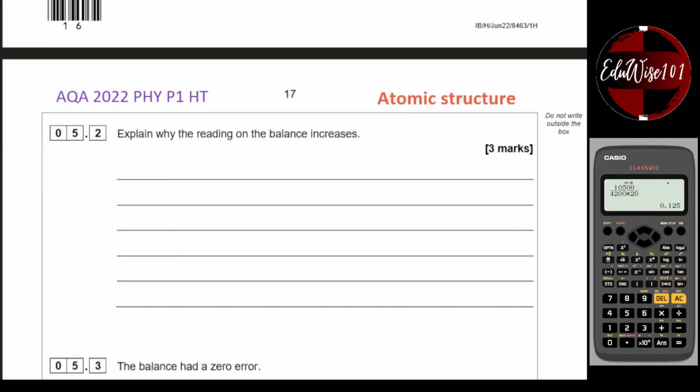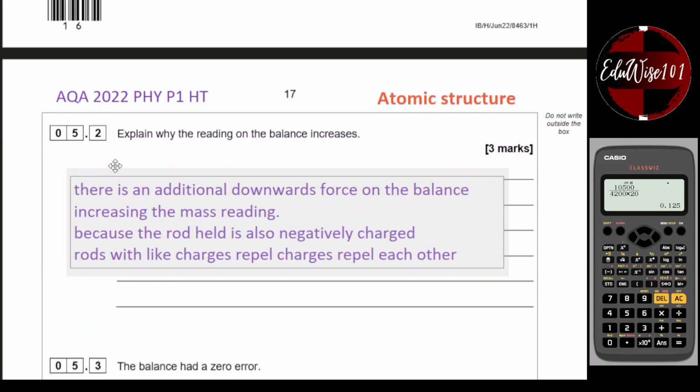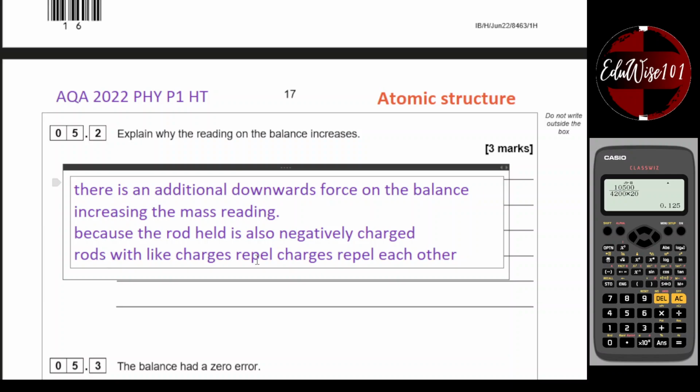So the answer: there is an additional downward force on the balance, increasing the mass reading, because the rod held is also negatively charged. Rods with like charges repel. Like charges repel each other.